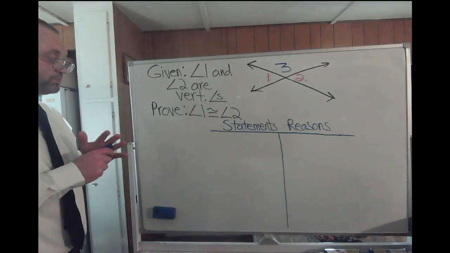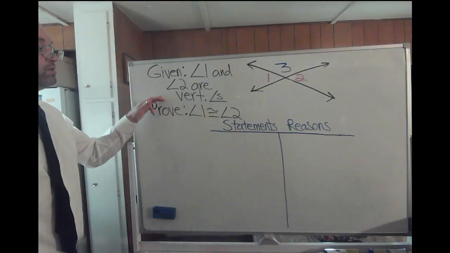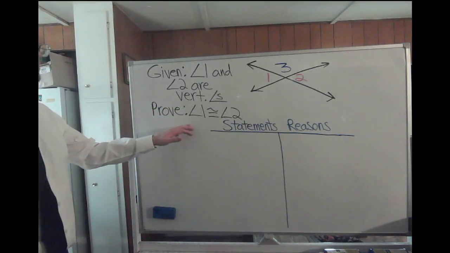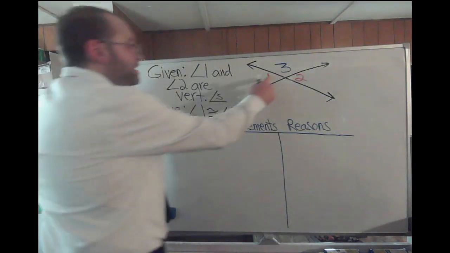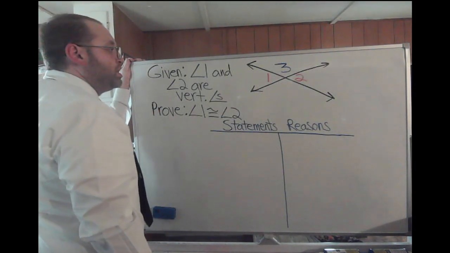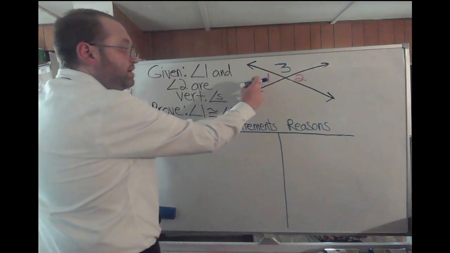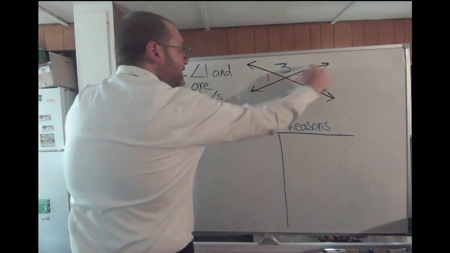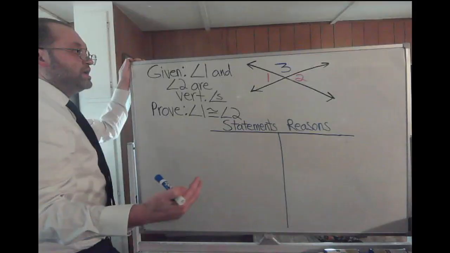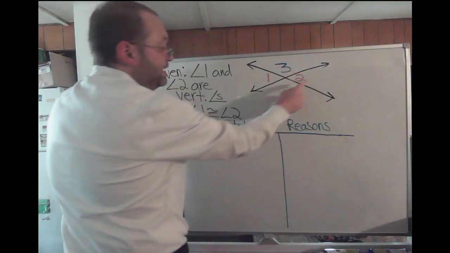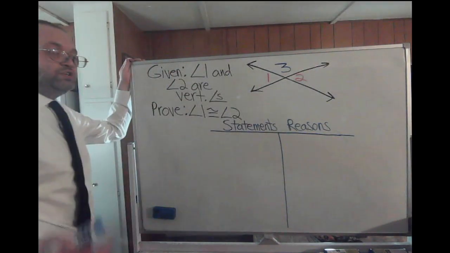Now, we have here angle 1 and angle 2 are vertical angles. We want to prove that angle 1 is congruent to angle 2. If you look at the diagram here, wouldn't it be true that the measure of angle 1 plus the measure of angle 3 equals 180? Right? Because you have a straight line going through here. That would mean angle 1 and angle 3 are supplementary angles. And then likewise, you have angle 3 and angle 2. You have a line going through here. The measure of angle 3 and the measure of angle 2 equal 180.